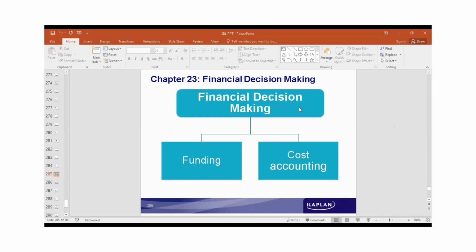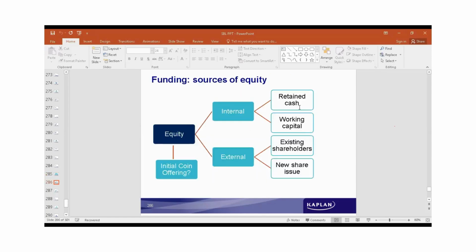Nothing new that you have to learn during that particular conceptual basic concept about project management. Then comes the next chapter, which is about financial decision making. See, the financial decision making, funding, and cost accounting.